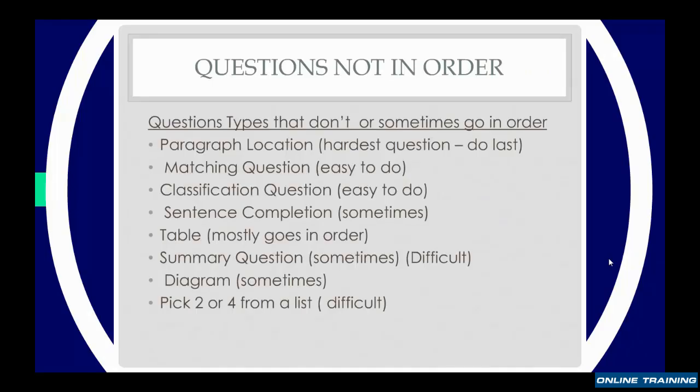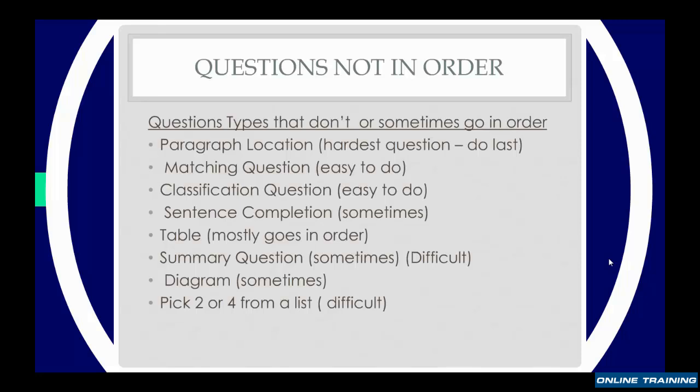Now, your question types that are not in order. Your paragraph location question. That question is probably one of the hardest questions to do. I would definitely save that one for last. You have your matching question, which is easy to do. It doesn't have to go in order, but it is easy to do. Your classification question is also easy to do, even though it doesn't go in order. Your sentence completion question. Sometimes this question will go in order, sometimes it won't. I've seen it happen both ways. A lot of times with this question, it will go in order, but just watch out for it.